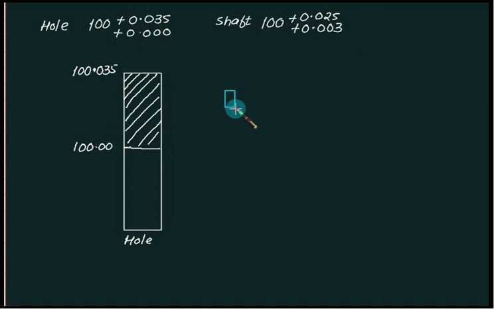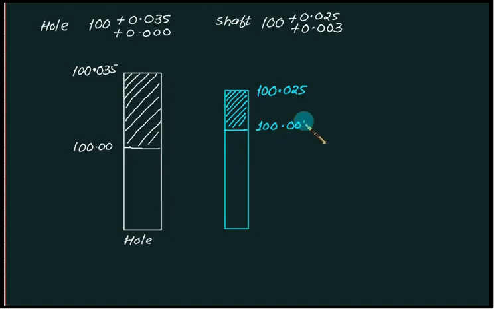So let's construct the shaft first. This is the tolerance of the shaft with the higher value equal to 100.025 and the lower value equal to 100.003. So in between the hole tolerance, we have the shaft tolerance. So if we select the maximum size of the hole and the maximum size of shaft, you will get the minimum clearance. So this one is the minimum clearance.